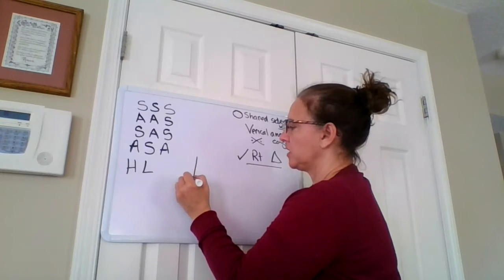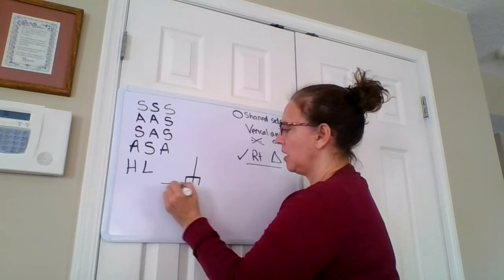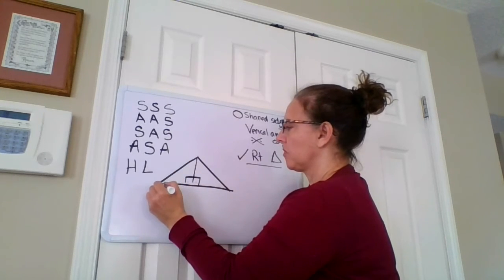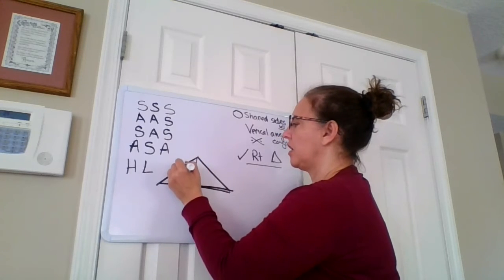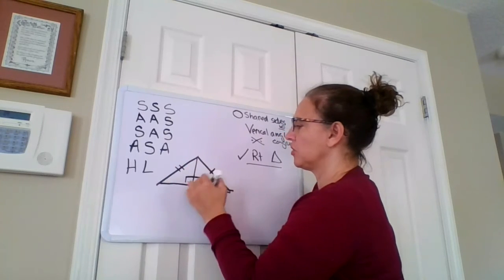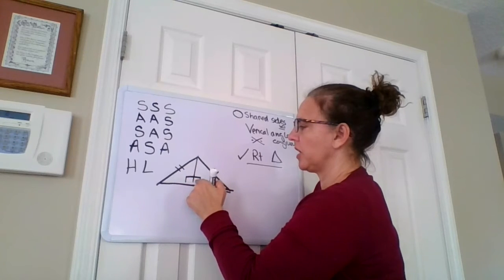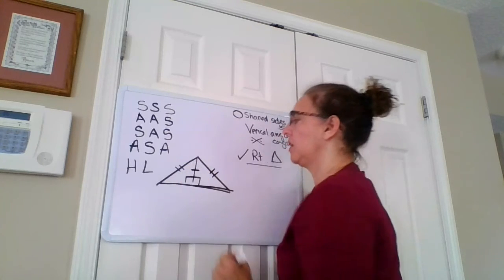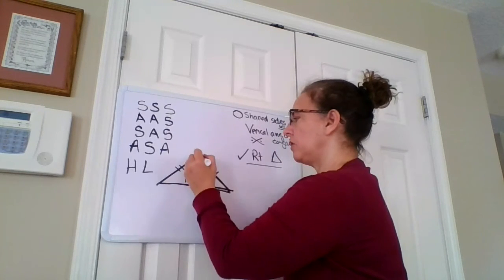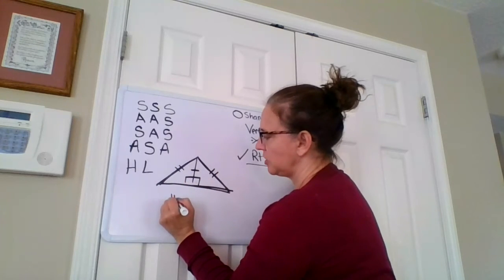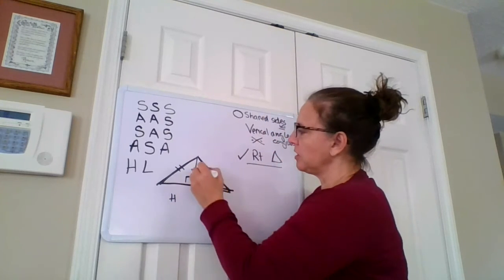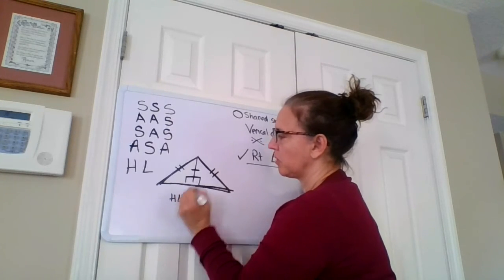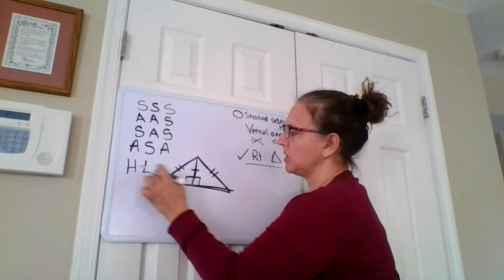So if I have something that looks like this, my square tells me that it's a right triangle. And I know if I'm saying this is congruent to this because it's across from the right angle, it's the hypotenuse. And then look, I have a shared side here. So I have the hypotenuse, that's the H, congruent to each other. And I have a leg. So that is right there, the leg. So I have a hypotenuse and a leg.